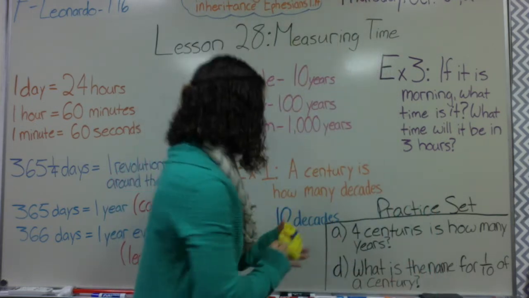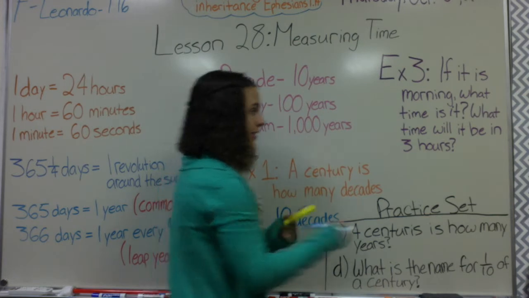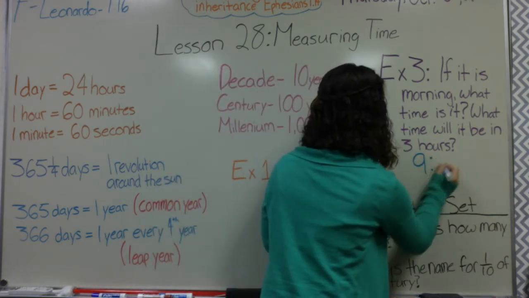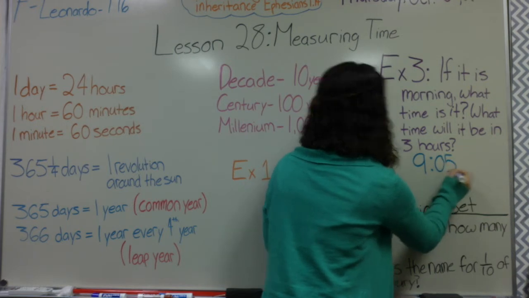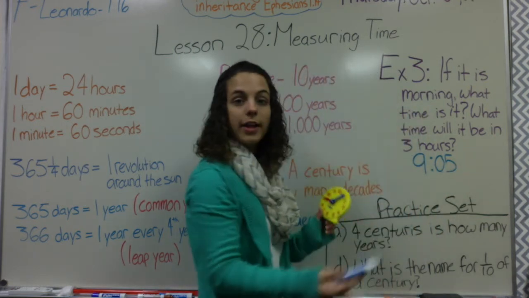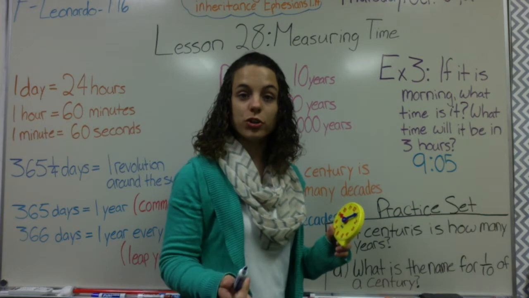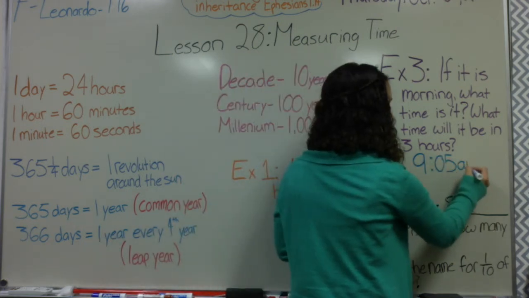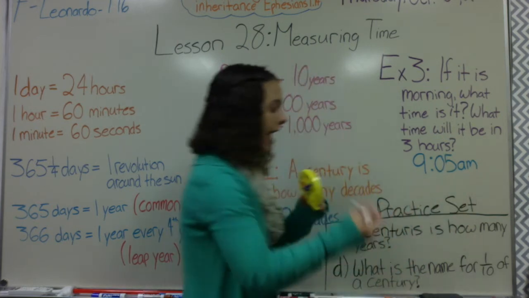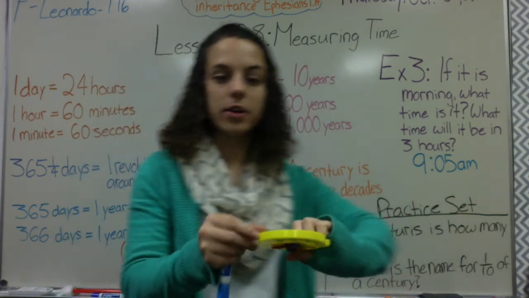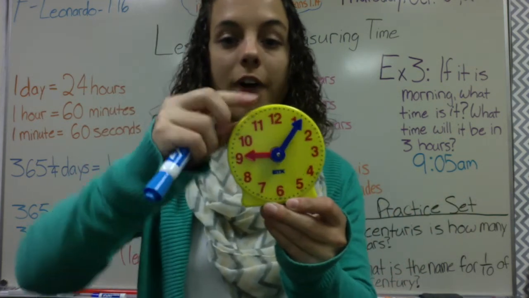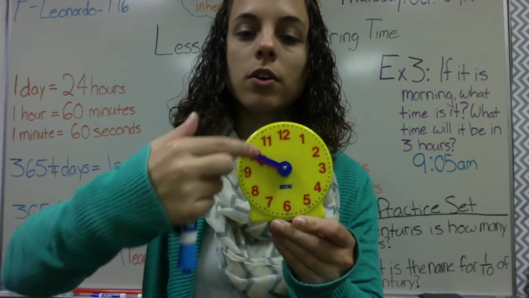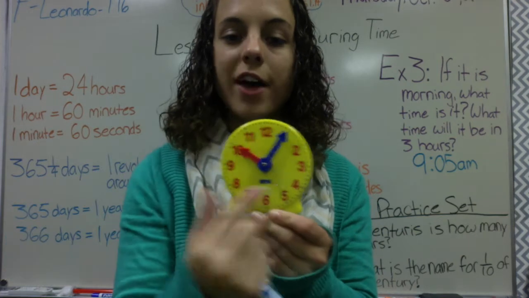It would be written as 9:05, and I have to label, if it's morning, we call it AM. If it's afternoon, we say PM. So it'd be 9:05 AM. And then it asks, what time will it be in 3 hours? Well, I have 9:05 AM, so I'm going to move the clock around. There's 1 hour, 5 minutes after the hour.